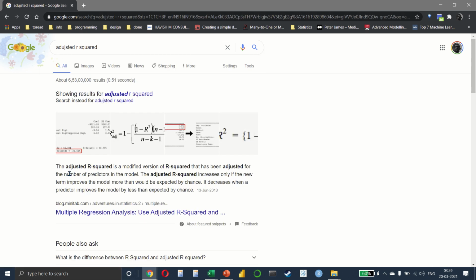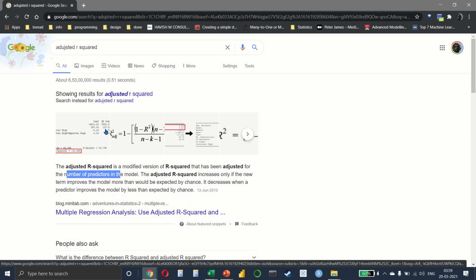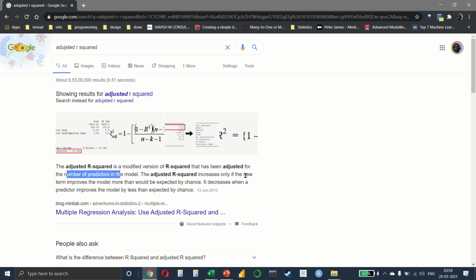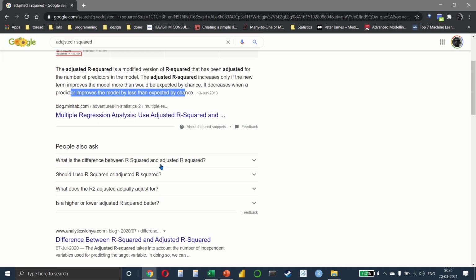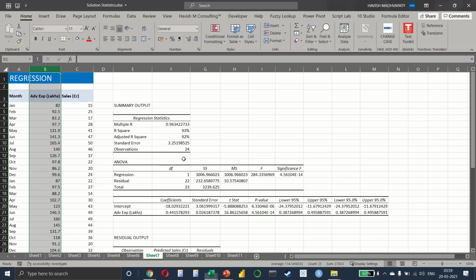And adjusted R square essentially tells you when there are a number of predictors in the model. So remember, right now we only have one independent variable, but if we did have multiple independent variables, we would be using the adjusted R square. What it says is that if the new term improves the model, it increases, and it decreases when a predictor improves the model by less than expected by chance. Again, we're not getting into details here. This is not a statistics course, it's an Excel course, but if you want to read about it, you can just Google it and pick up any good website to understand it.